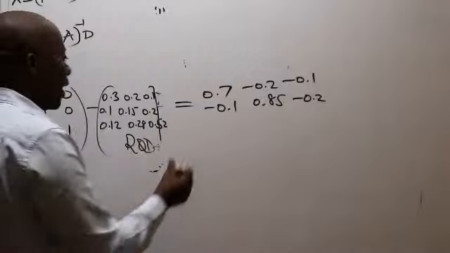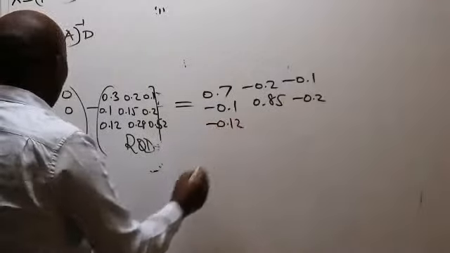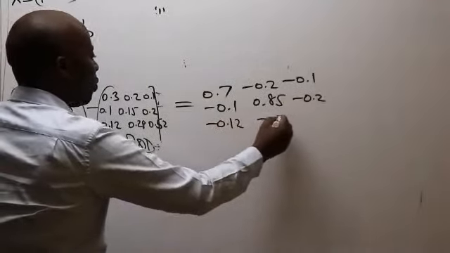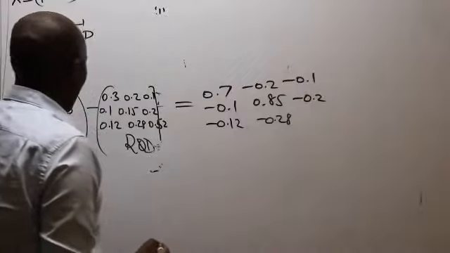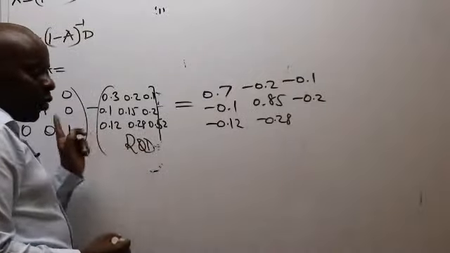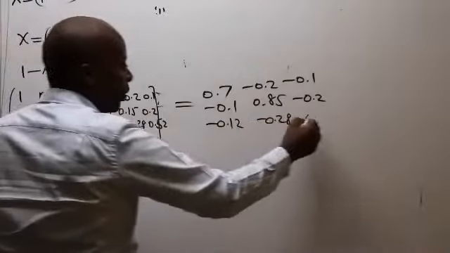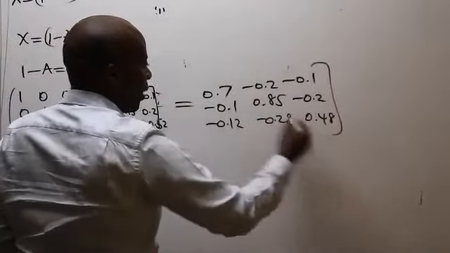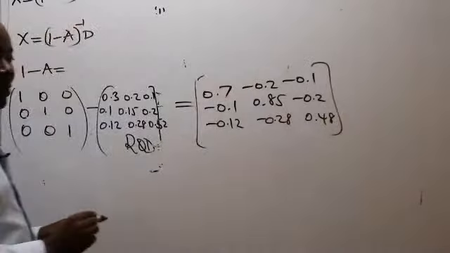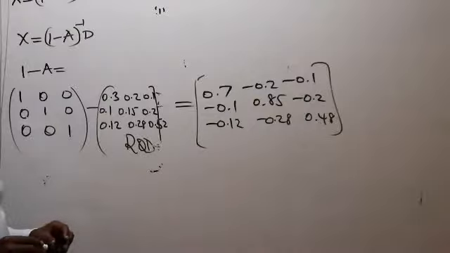And then we come here, we have minus 0.12, we have minus 0.28, and then the last one will be 1 minus 0.52. 1 minus 0.52 gives me what here, somebody? Gives me 0.48, like that.